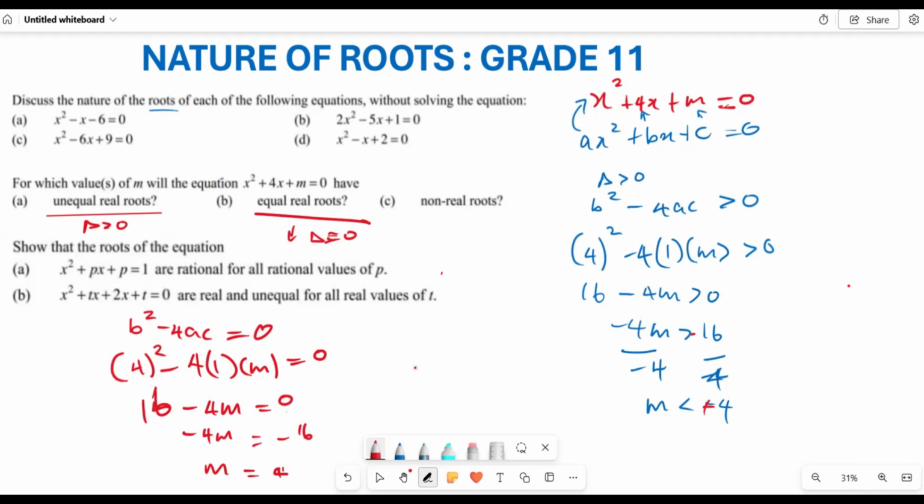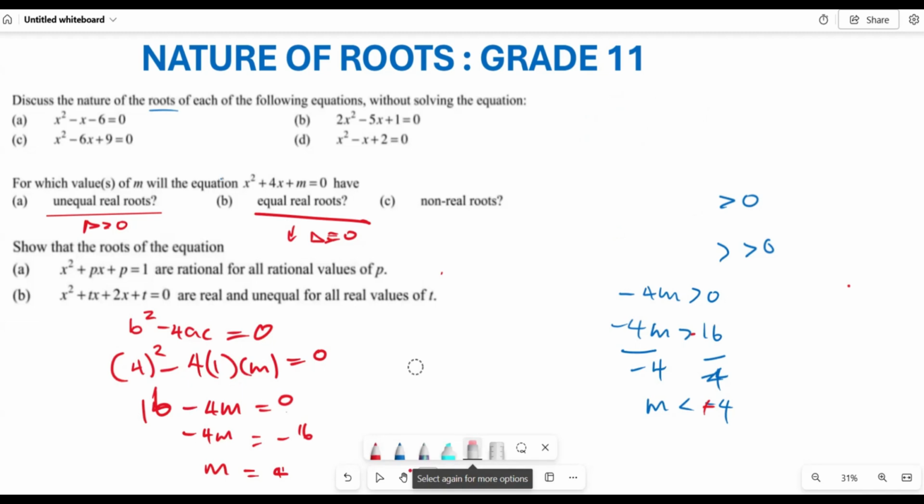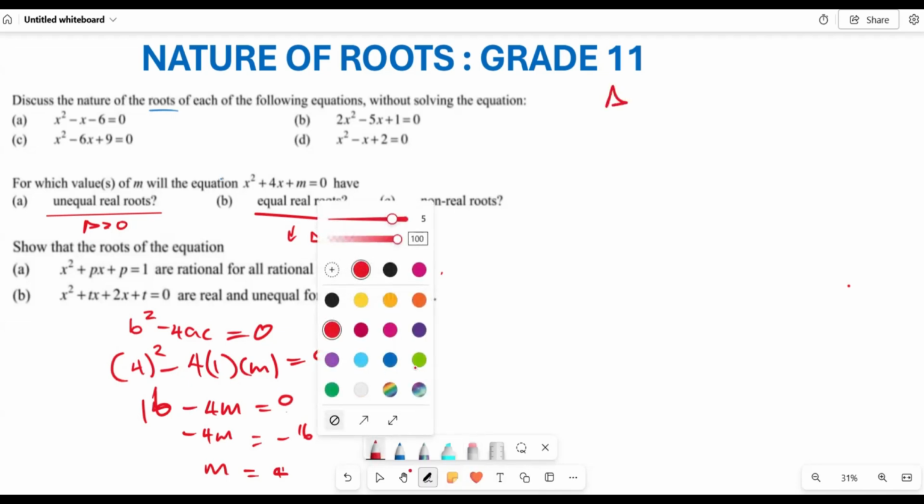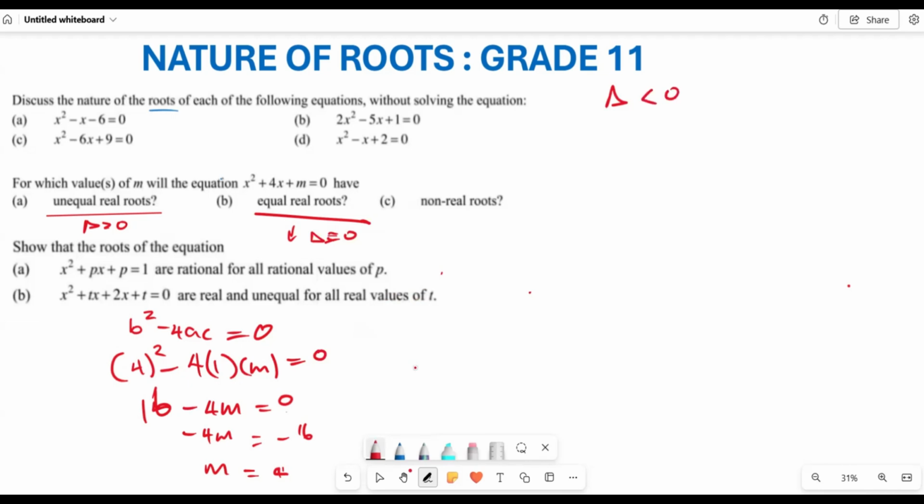Are we fine? Now from here, remember these were equal roots. Now, if you want to examine non-real roots, remember we said non-real roots are when the number under the root is not defined. This is the same as where your delta is less than 0. So this is still b squared subtract 4ac is less than 0. Remember the value of your a, b, and c, we are still using the same thing. The value of a is still 1, the value of b is still 4, and the value of c is still m.